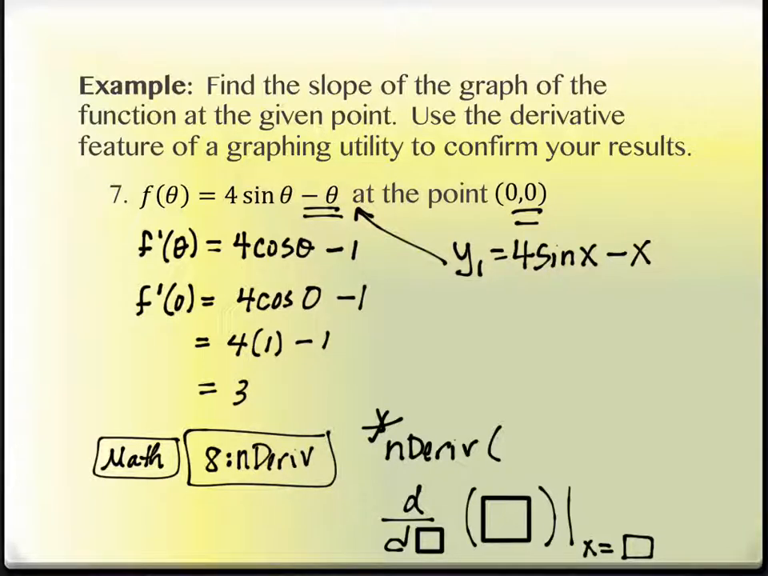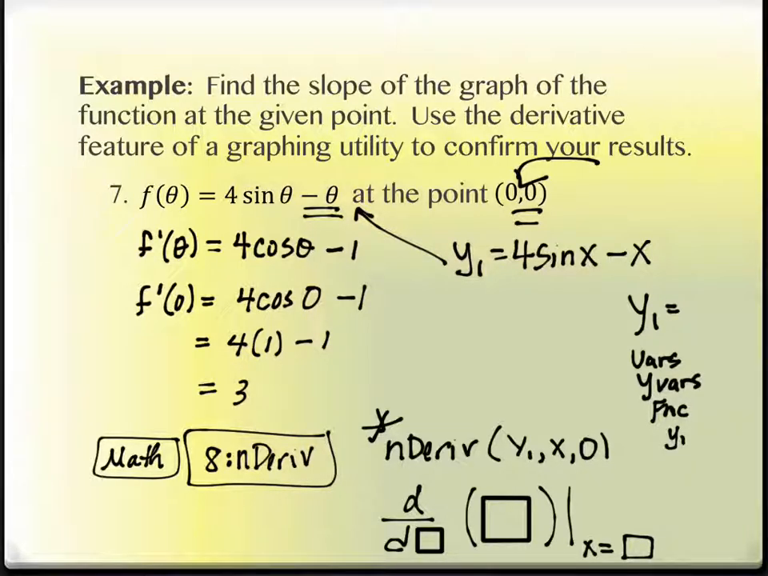If you're in the first camp and yours looks like this, what you'll do next is you need your screen to say y1, comma, x, comma, whatever the x value is, and in this case, 0. So where do you get y1? You get y1 by going into vars and selecting y vars, and then function, FNC, and then there's a y1. That's where y1 lives. It lives in the variables button.